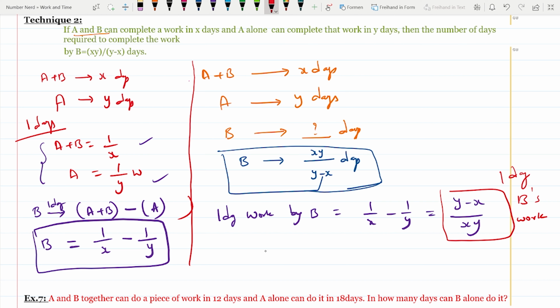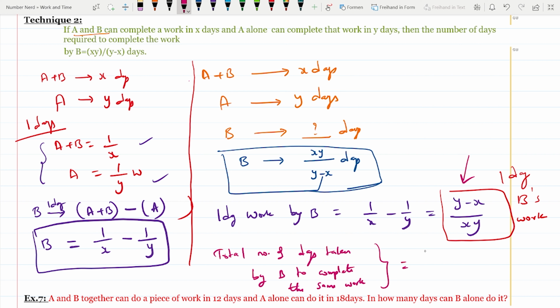Then in how many days will he complete the whole work? It is nothing but the reciprocal of the one day's work. So the total number of days taken by B to complete the same work will be the reciprocal of this one day's work of B, which is nothing but xy by y minus x number of days. This is how we get this formula. I hope this is clear to everyone.